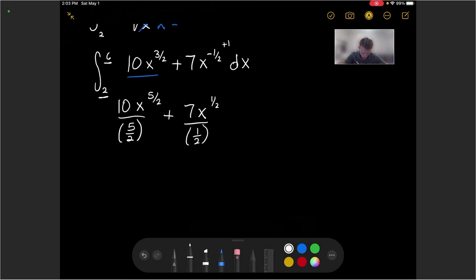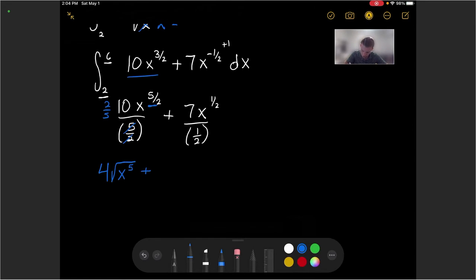If I flip and multiply here, 2/5, I can say that this new coefficient, 2 times 10 is 20, divided by 5 is going to give us 4. So we have 4, and I can rewrite this exponent now as x raised to the 5th power underneath a square root. So that would be the square root of x to the 5th.